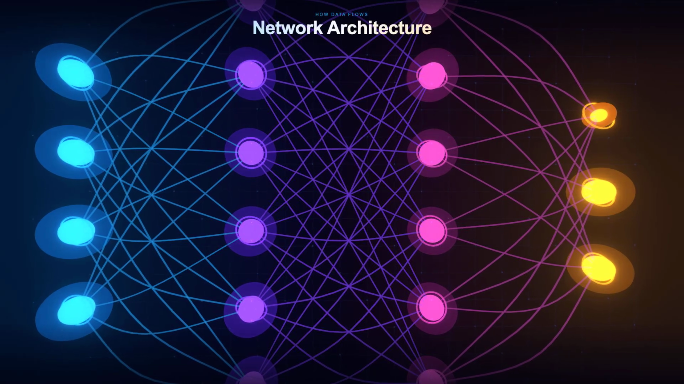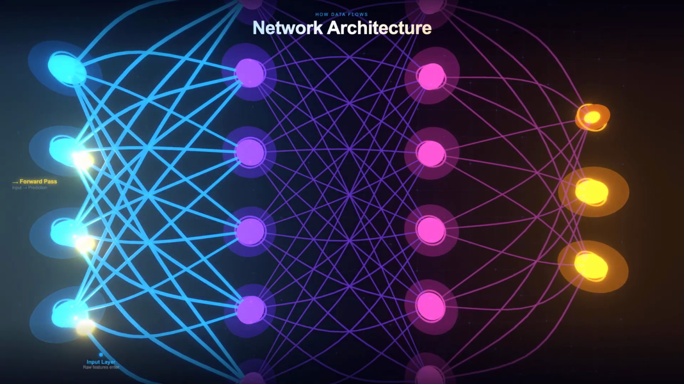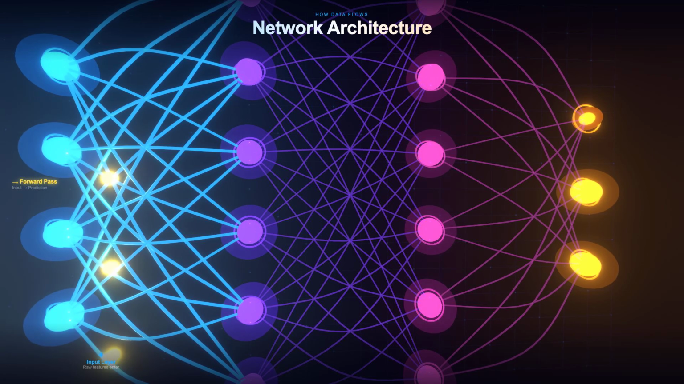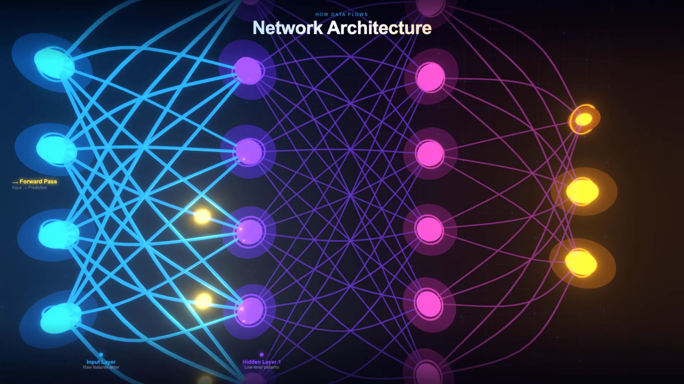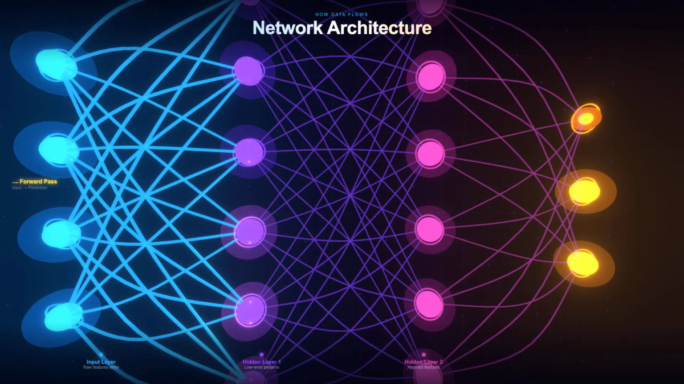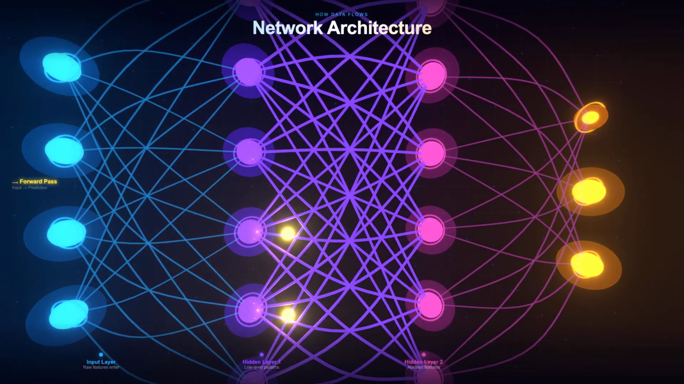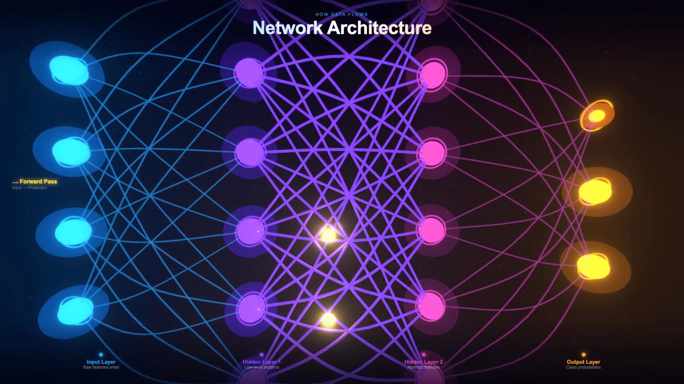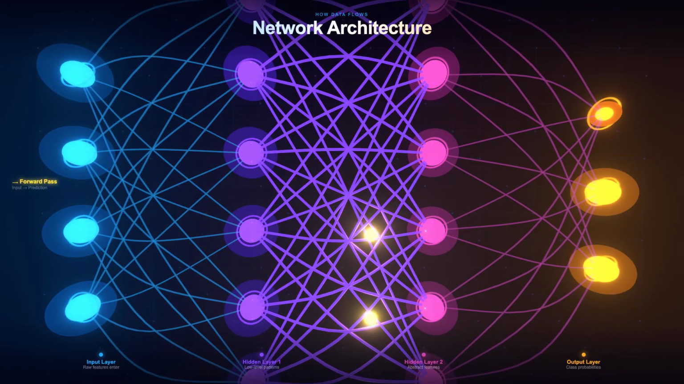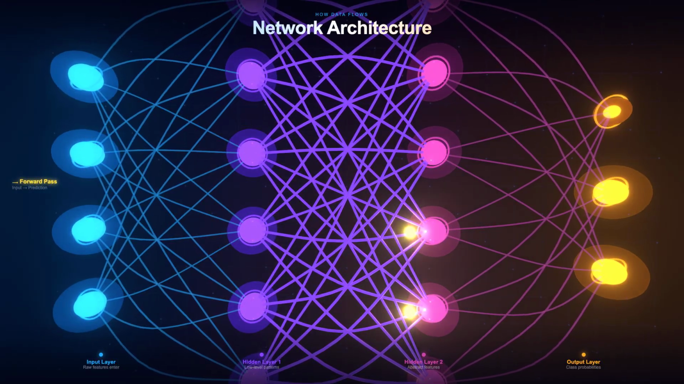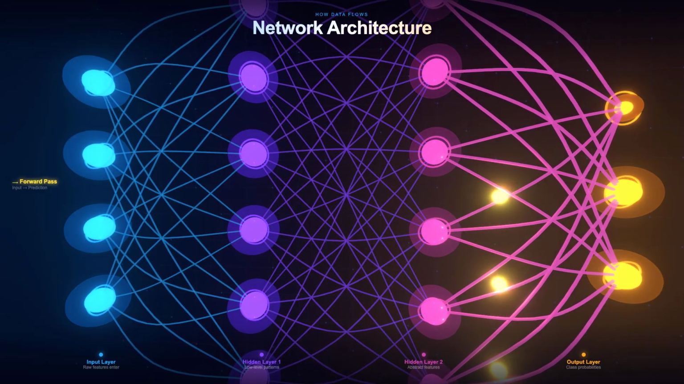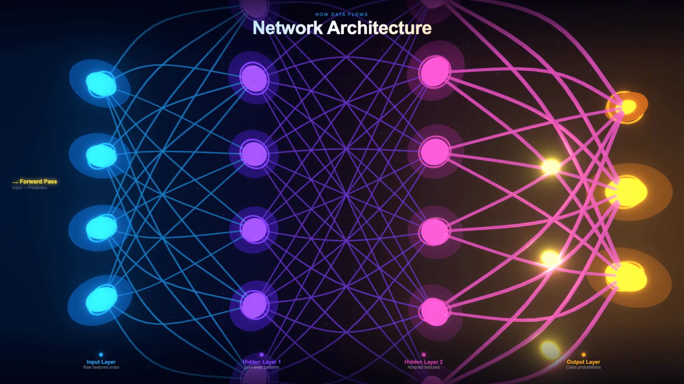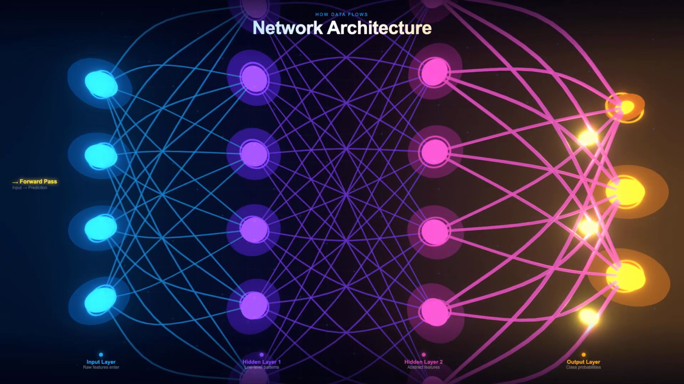Every neural network has 3 types of layers. First, the input layer. This is where your raw data enters. Could be pixel values, temperature readings, or word embeddings. Next, hidden layers. This is where the real learning happens. Each layer transforms the data, extracting higher and higher level features. Finally, the output layer. This produces the final answer, a classification, a number, or a probability distribution.